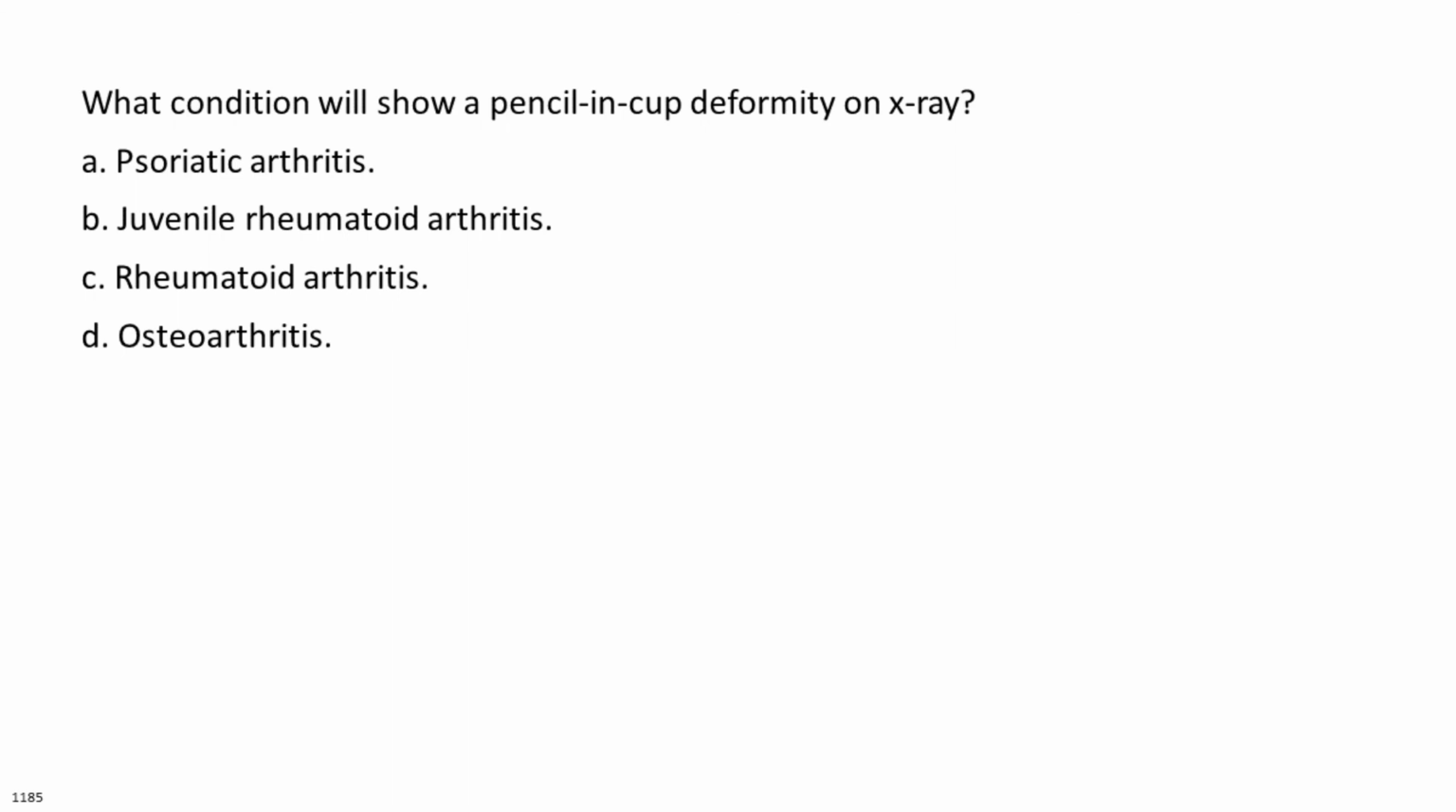What condition will show a pencil in cup deformity on X-ray? A. Psoriatic arthritis. B. Juvenile rheumatoid arthritis. C. Rheumatoid arthritis. D. Osteoarthritis.